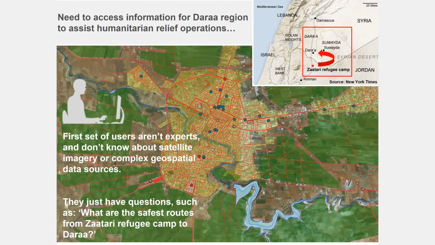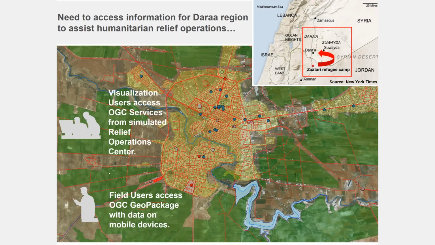Our first set of users aren't experts and they don't know about satellite imagery or complex geospatial data sources. They just have questions, such as what's the safest route from Zaatari to Dara? Other users in our scenario are more sophisticated. They have visualization clients and simulated relief operations centers, field mobile clients, and they have the capacity to make information for others.